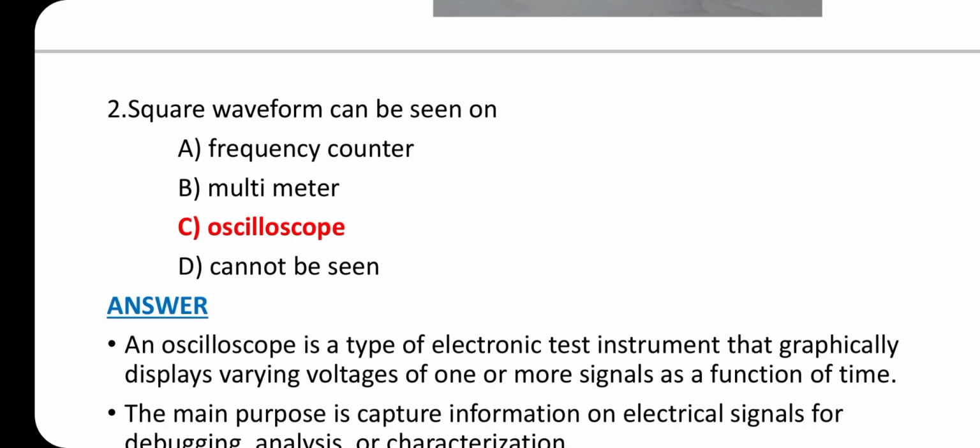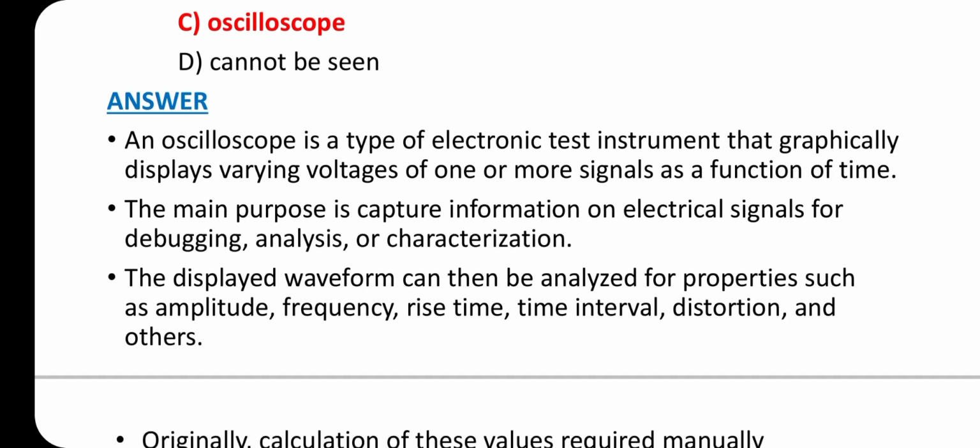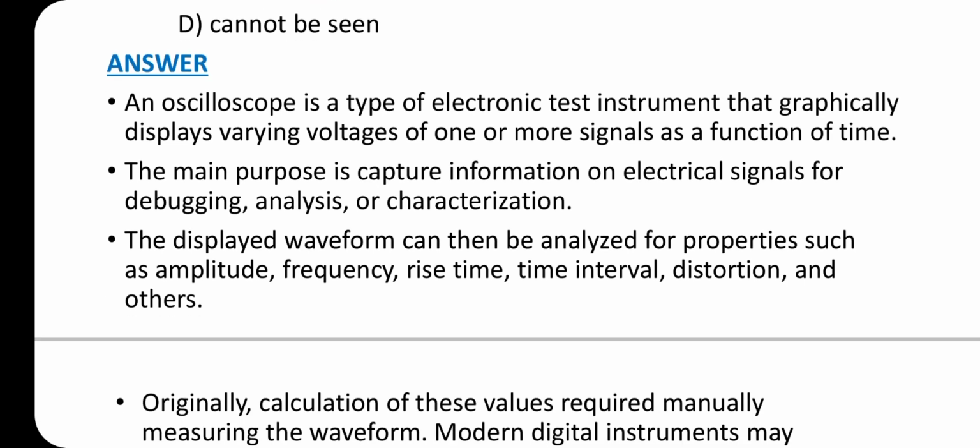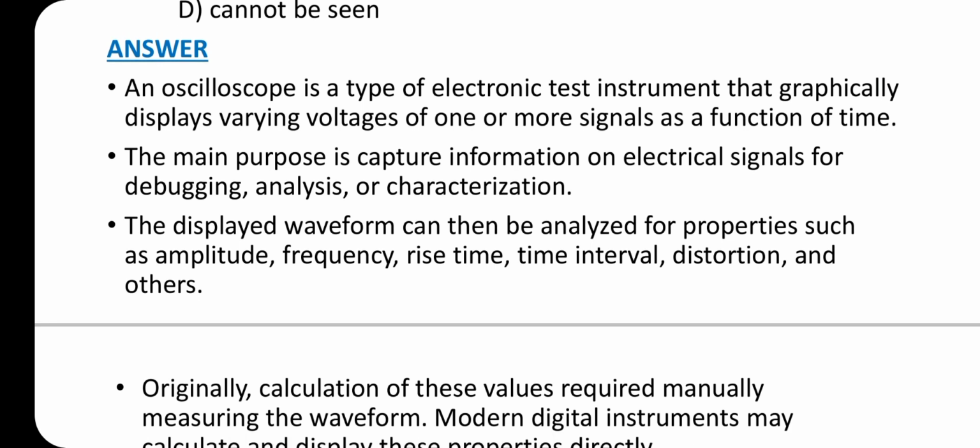Question number 2. Square waveform can be seen on, answer C, oscilloscope. An oscilloscope is a type of electronic test instrument that graphically displays varying voltages of one or more signals as a function of time. The main purpose is to capture information on electrical signals for debugging, analysis or characterization. The displayed waveform can then be analyzed for properties such as amplitude, frequency, rise time, time interval, distortion and others.